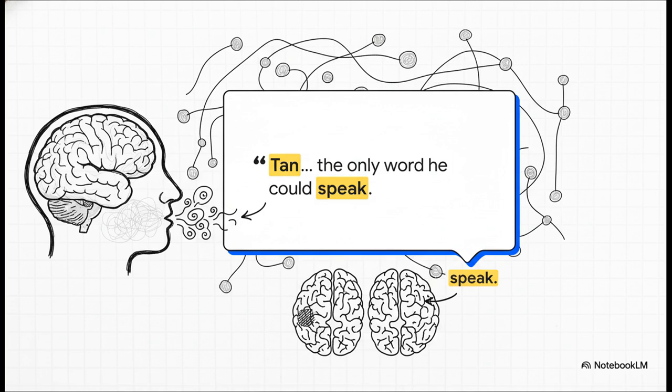For years, Leborgne could understand everything people said to him. He was clearly intelligent, but the only sound he could actually make was the syllable "Tan." Just imagine the frustration. This pointed to a very specific problem, not with understanding language, but with producing it.